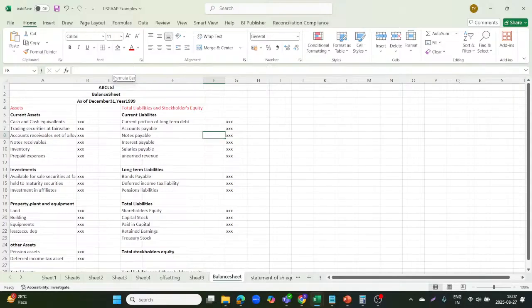So all these statements show the effect of transactions occurring during a specific period of time, for example month or quarter or year.